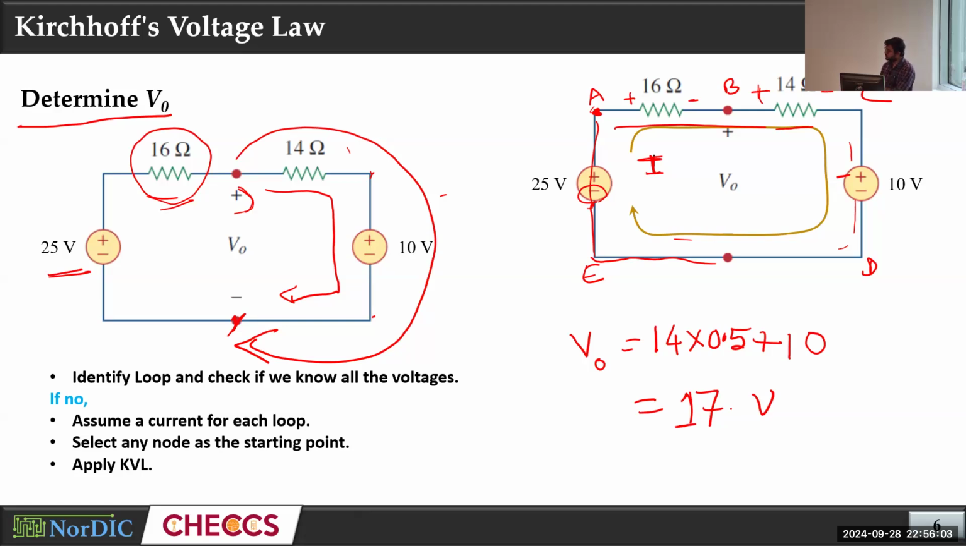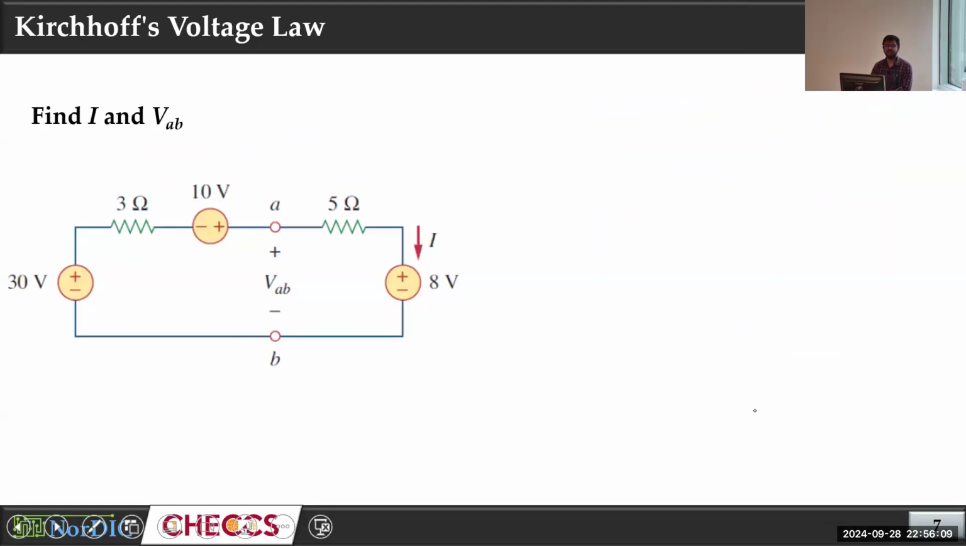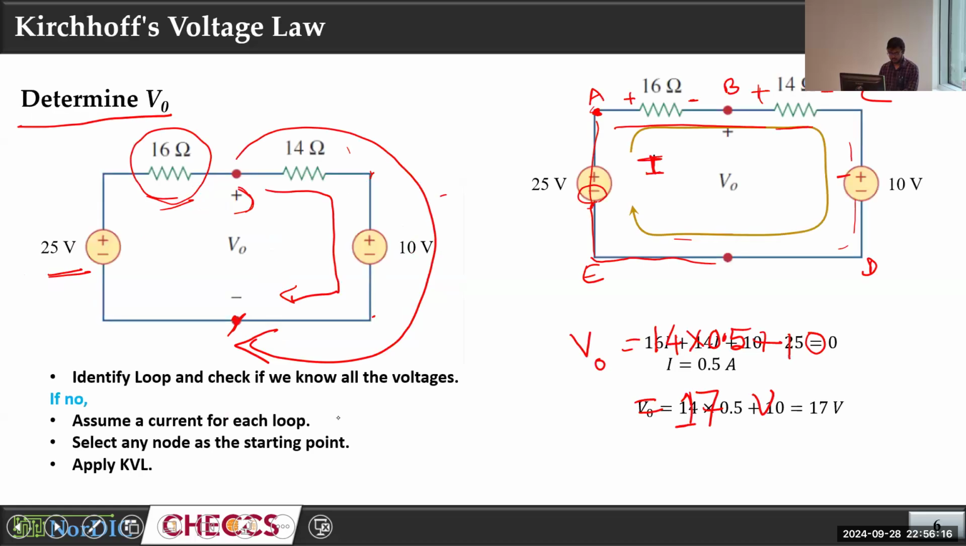Okay, so I think you have understood that, and we can check it actually. We have another similar example in the next slide. So this is a similar example here. The problem is to find I and V naught, with 16 ohm and 25 ohm.